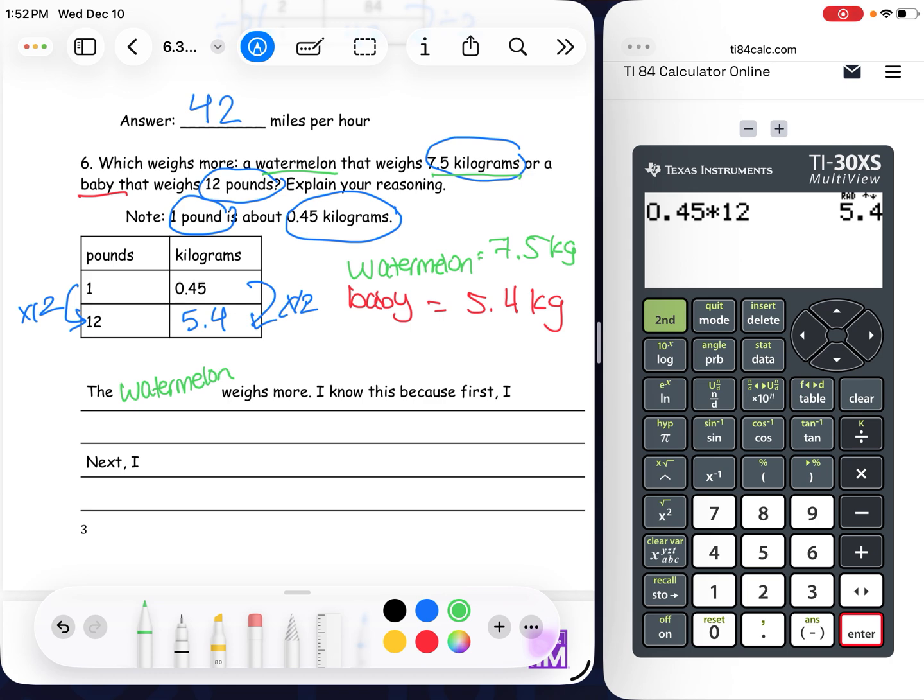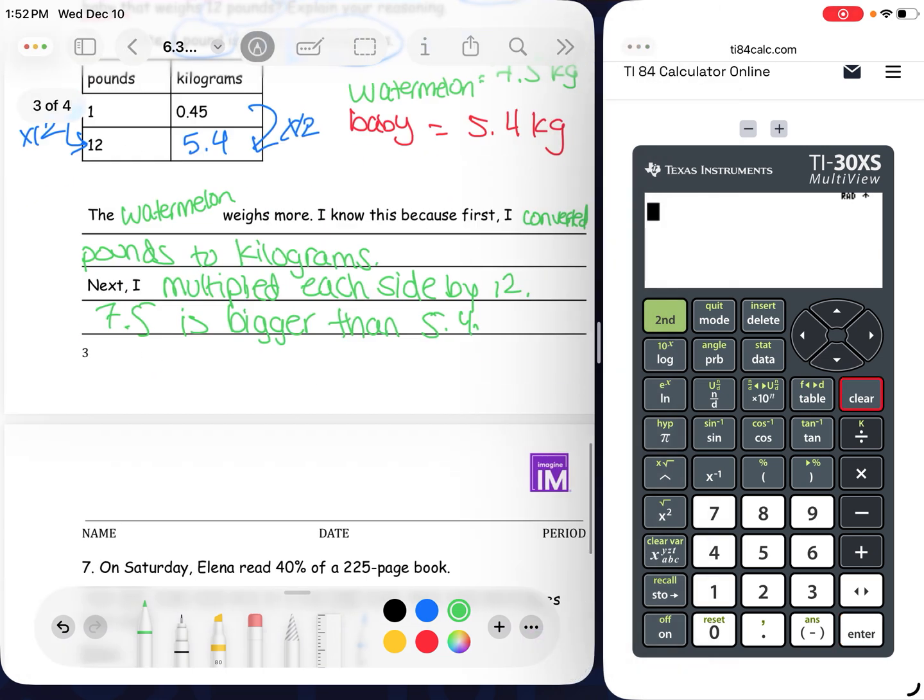I know this because first I converted pounds to kilograms. Next, I multiplied each side by 12. 7.5 is bigger than 5.4.